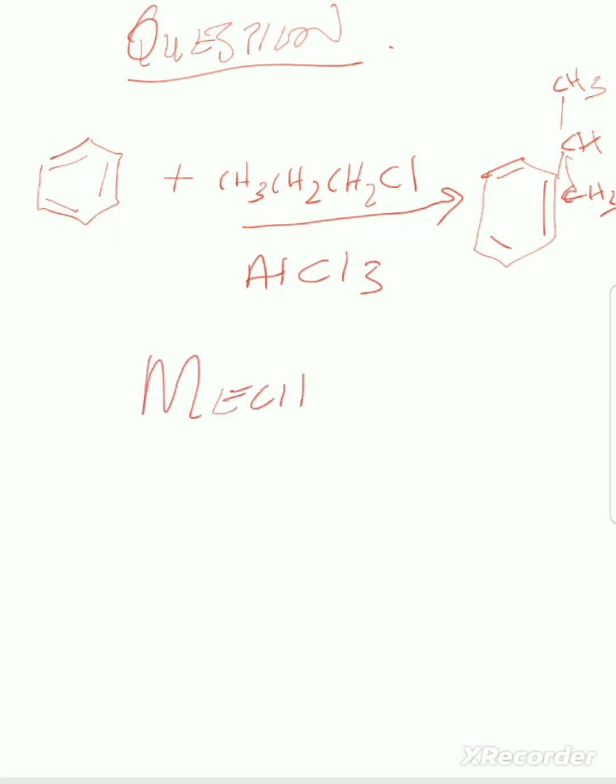Then they say write a mechanism. So let me just write the mechanism. This is an exam question which we need to understand. That is a Friedel-Crafts alkylation. This is propyl chloride. You see, it's an alkyl halide, because there's a propyl group and a halogen, which is chloride, in the presence of our aluminium chloride, which is the catalyst. So now let's try to look at the mechanism.